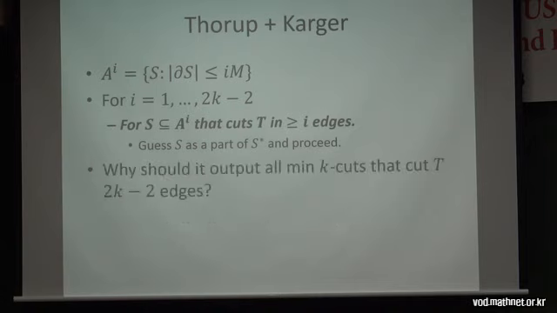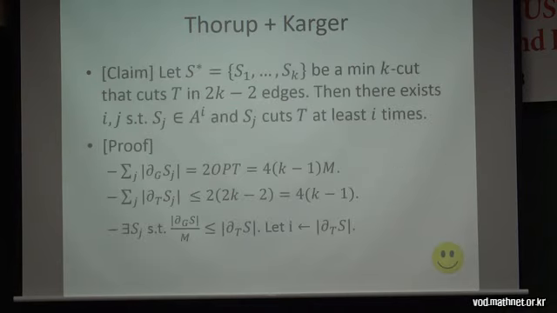But as I said, it's totally arbitrary. Why should it output all min k cuts that cut T to k minus 2 edges? Okay, so let's try to see. So the claim is: let S star be a minimum k cut. Then there exists an optimal component Sj, such that Sj belongs to Ai for some i, and then it also cuts T in at least i edges.